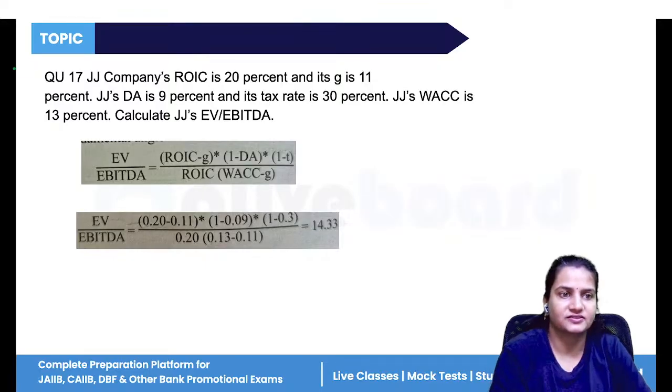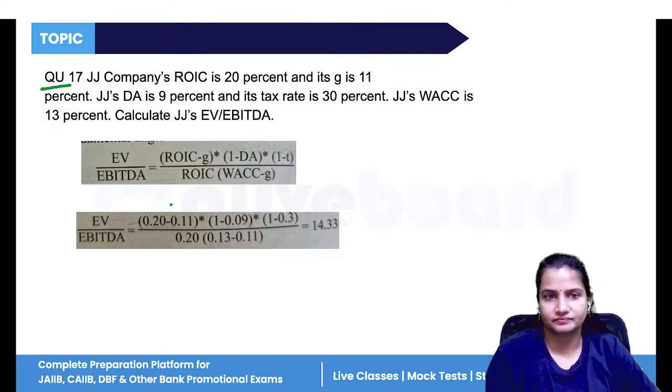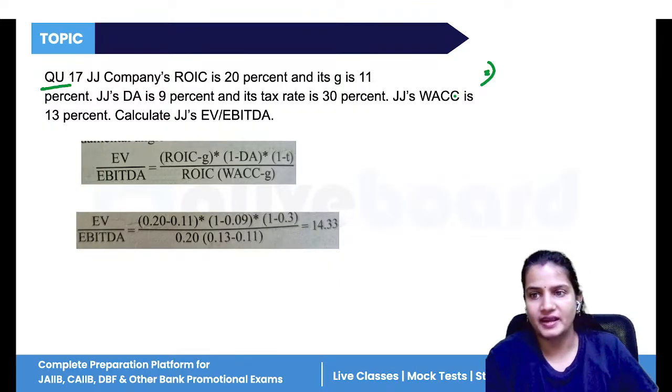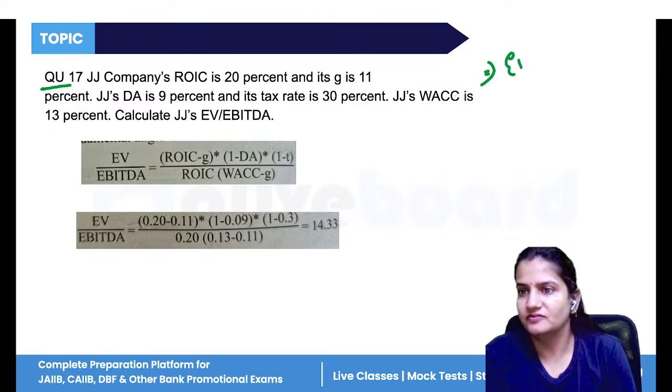Now, next, question number 17. This question is based on multiples, the enterprise value multiples, EV multiples.